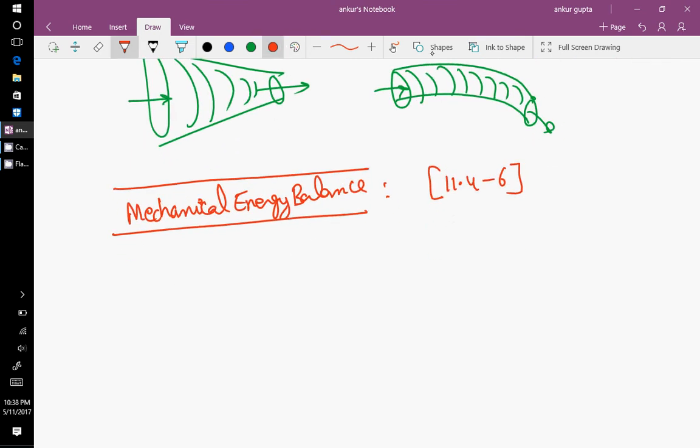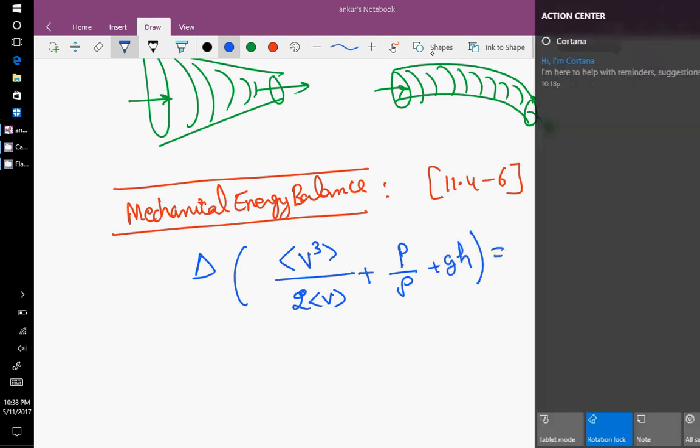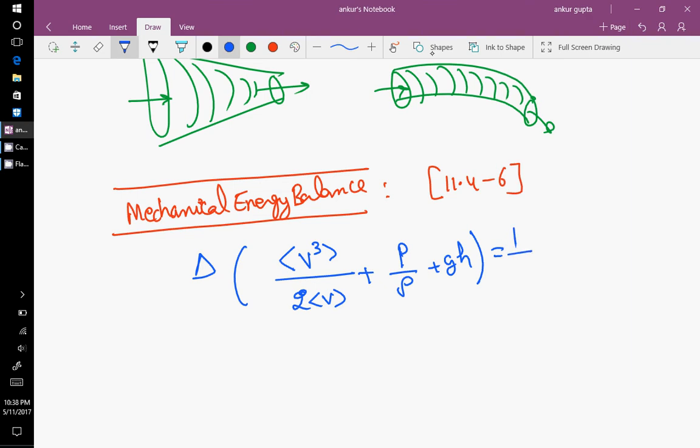The engineering Bernoulli's equation states that, we will take 2 points to describe this, delta of V cubed by 2 of V, plus P by rho, plus gh, equal to 1 by W into Wm minus EC minus EV.